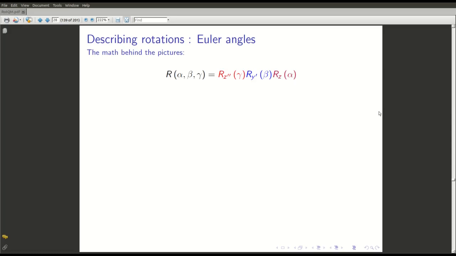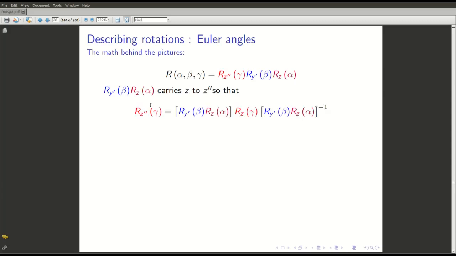Now, it's easy to see that the z double prime axis could be obtained from the z axis by a successive operation of Rz alpha followed by Ry prime beta. Right? So, Ry prime beta Rz alpha carries z to z double prime. Now, from the rule that we had just figured out, the rotation about z double prime through the angle gamma is related to the rotation about the original z axis through the angle gamma by this particular transformation.